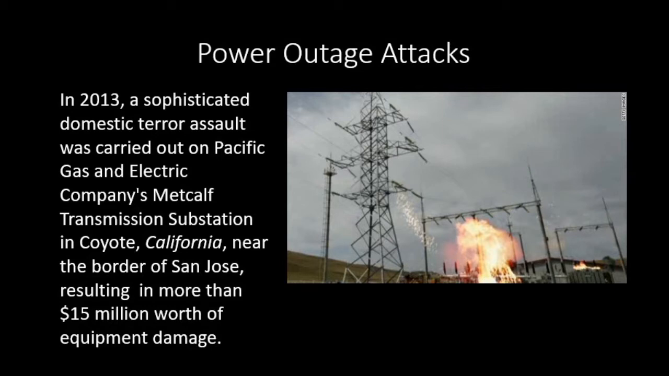So in 2013, a sophisticated domestic terror assault was carried out on the Pacific Gas and Electric Company's Metcalf transmission substation in Coyote, California, near the border of San Jose, resulting in more than $15 million worth of equipment damage. I remember this incident, and it was well coordinated, and they were never caught. And so the suspicion is that these people were terrorists who were trying out to see if they could get away with it. And now that they knew that they could, coordinate simultaneous similar attacks across the country and never have to blow up a bomb, never have to even trespass the property, just simply by target practicing.